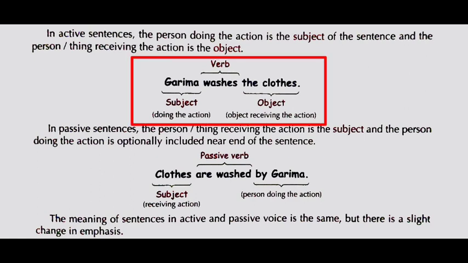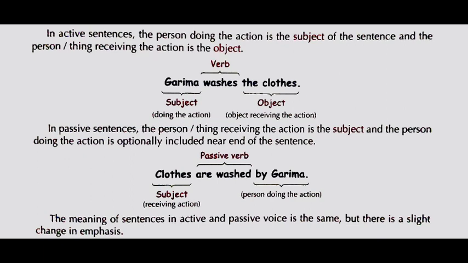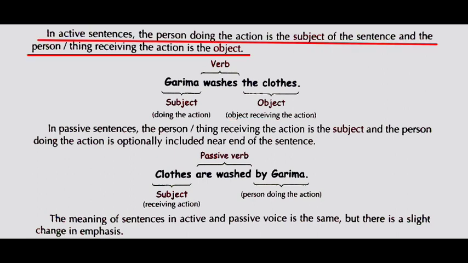Garima washes the clothes. Here in the sentence, Garima is the subject, washes is verb, and clothes object. And if you see carefully, Garima, the subject, is doing the action of washing and the object, clothes, is receiving that action. So, active sentences means that the person doing the action is the subject of the sentence and the person receiving the action is the object of the sentence.